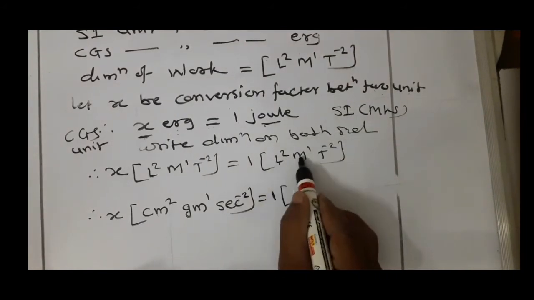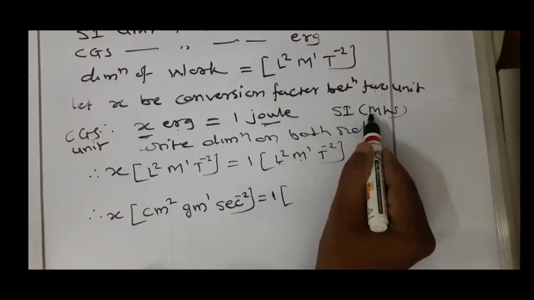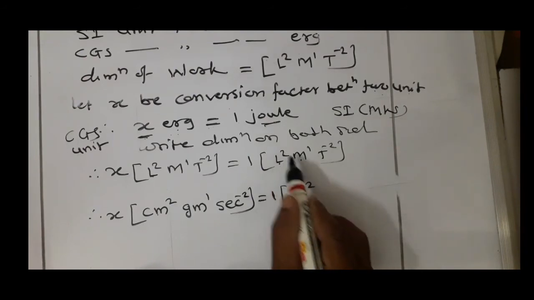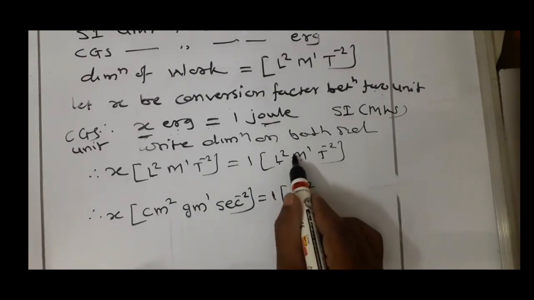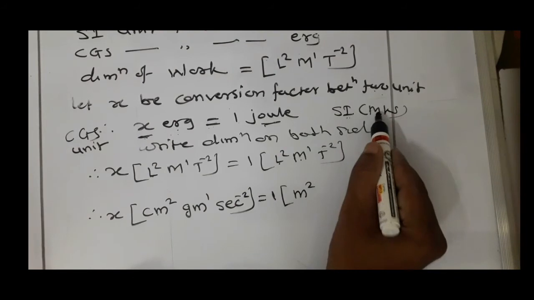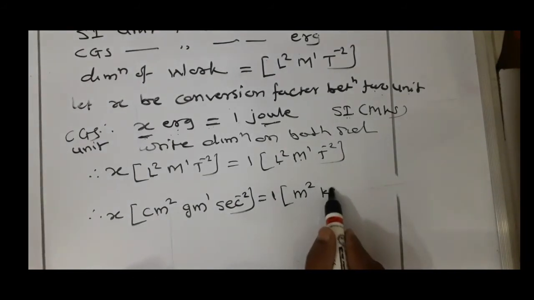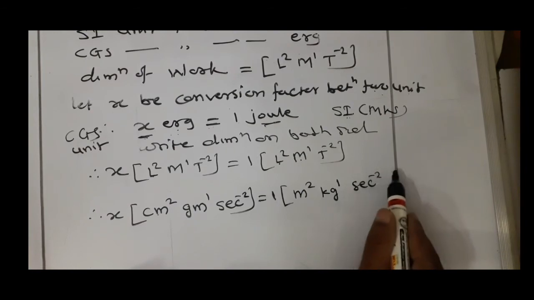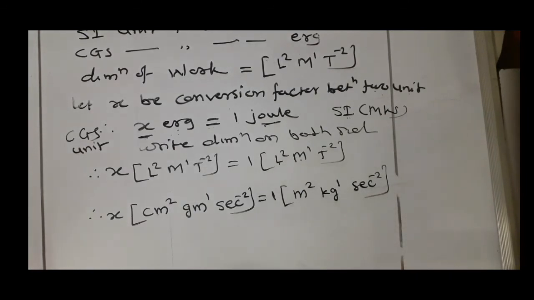This is the length, mass and time in the MKS unit. Length is measured in SI unit, that is the meter, squared, therefore meter raised to 2. Mass is measured in SI unit, that is the kilogram, raised to power 1. And the time is the second raised to minus 2. Then we have to find out the value of this X. Therefore, take this term to this side, which is divided by 1.